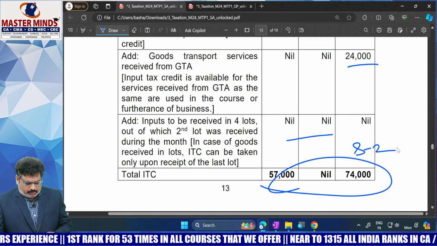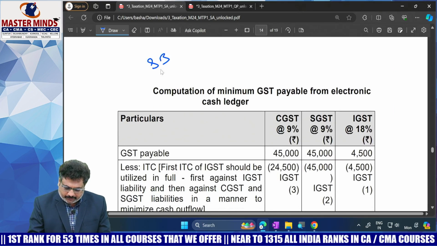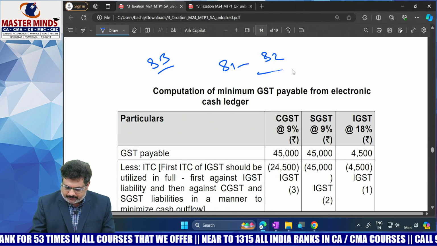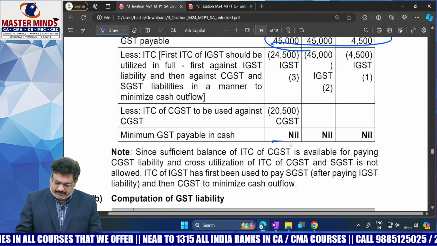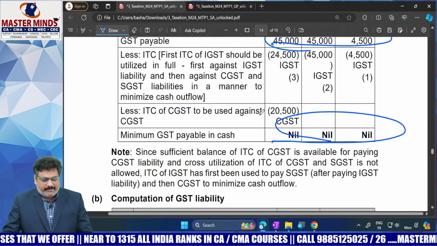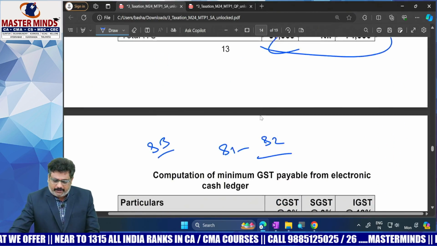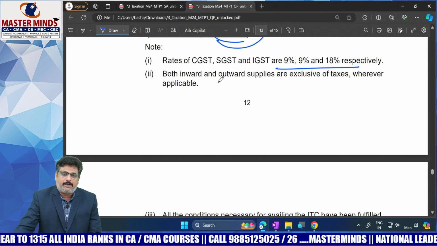So this is step 2. Now the next thing is we need to see step 3. That is what step 3 deals with: step 1 minus step 2. That is, this is output tax payable and this is ITC. So this is the way things will be done. If any question was asked in the exam, this is the way you need to answer.